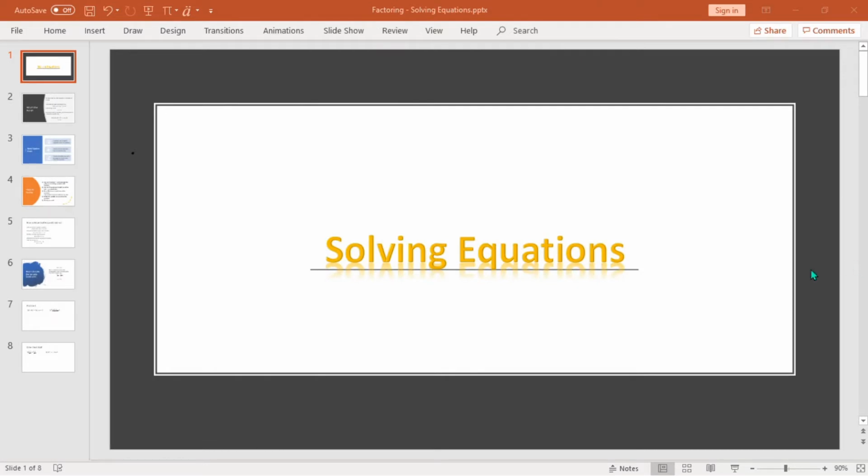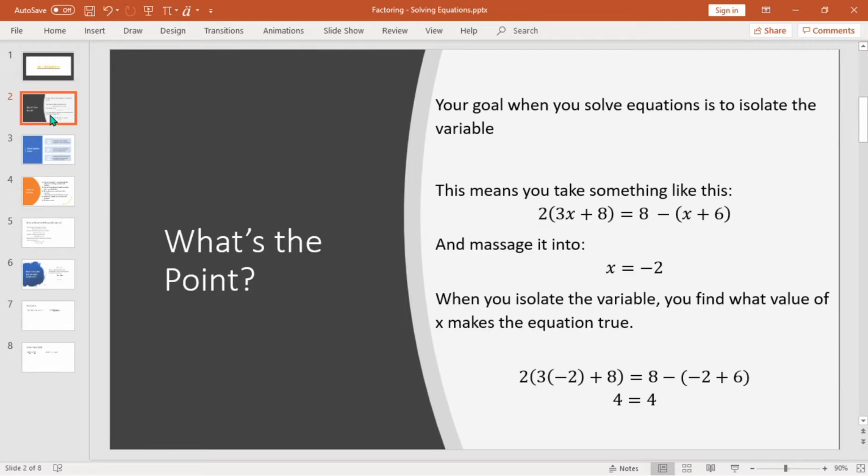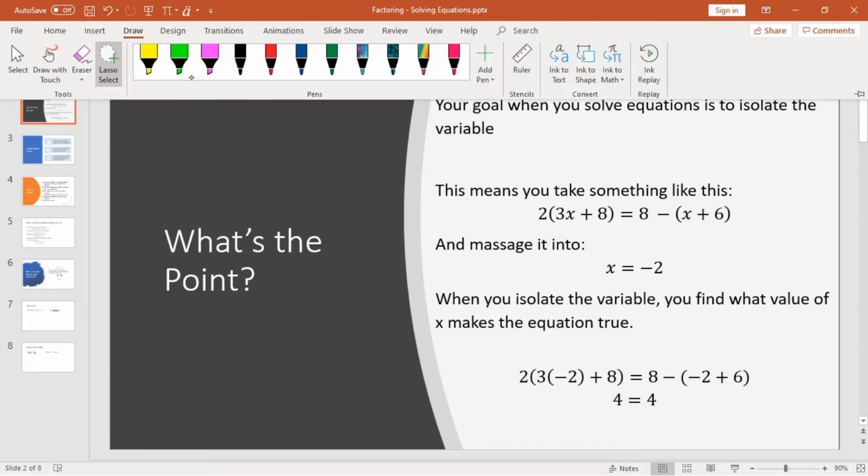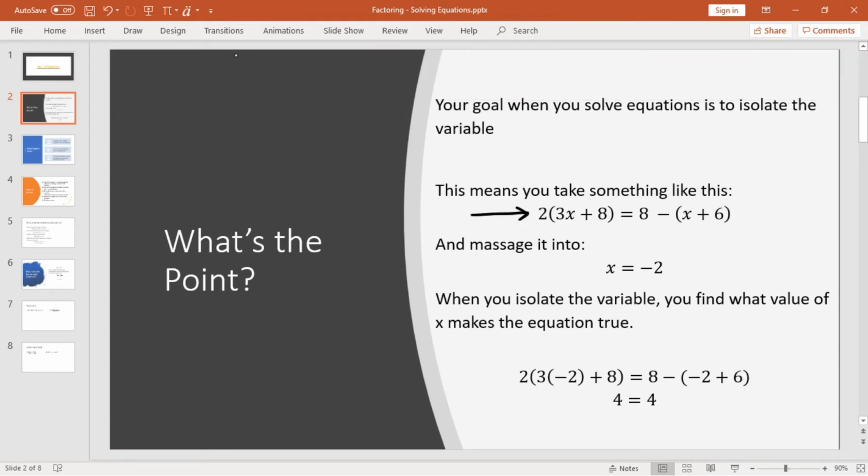Let's look at using algebra to solve equations. So why? The point of solving an equation is to find out what the letter is equal to. So you start with a messy equation right here. And ultimately, you're going to do some algebra operations, and then you're going to end up here.